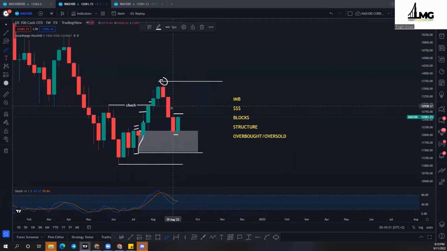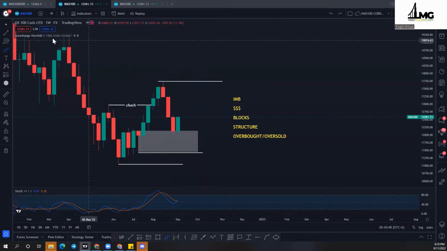But what I would like to see to continue with this new formation of bullishness that we're getting in the market is price breaking structure, opening up and breaking structure to the upside. Right? So if price can break through the structure to the upside, I'll be more confident that we're actually in a bullish structure right now.